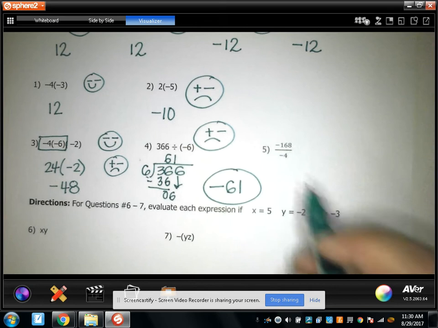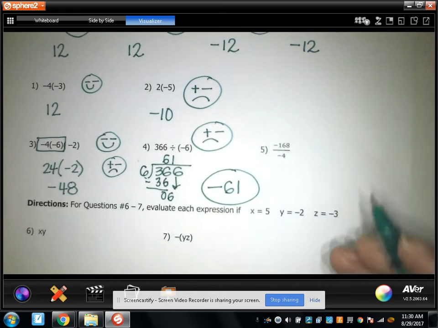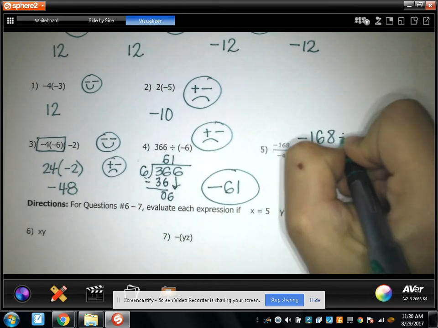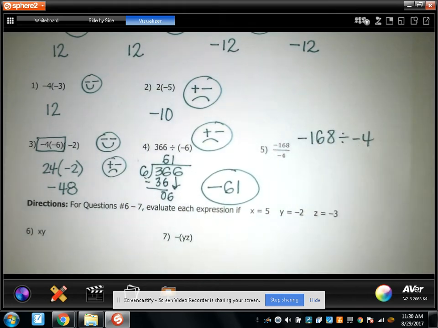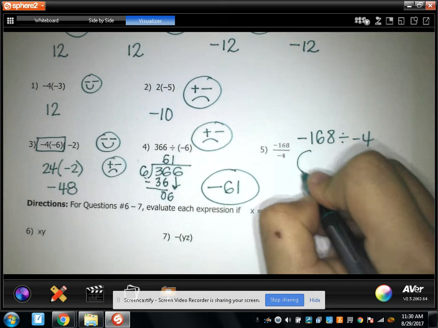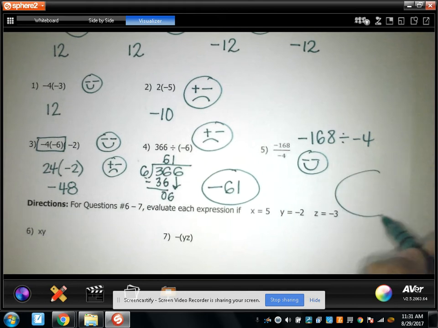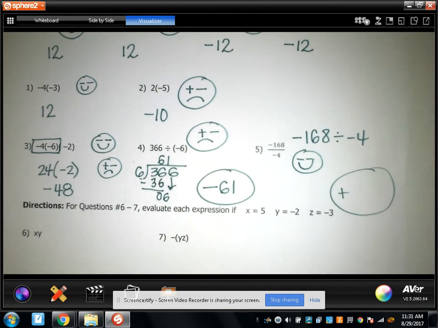Okay. Here, this is also division. I could rewrite this as negative 168 divided by negative 4. Okay. Here, this is a negative divided by a negative, so my answer is going to be positive. So I could start off my answer with a positive sign just so I know later on, after I do my long division, I'm not going to mess up my sign.